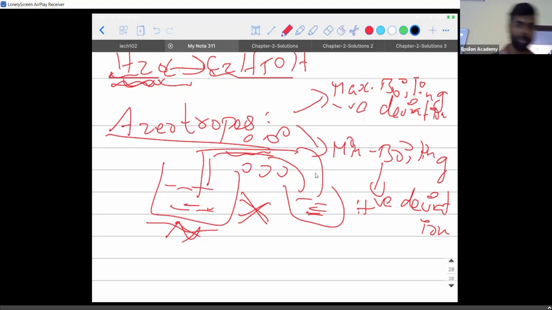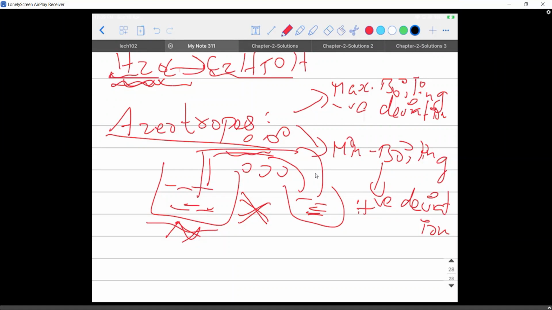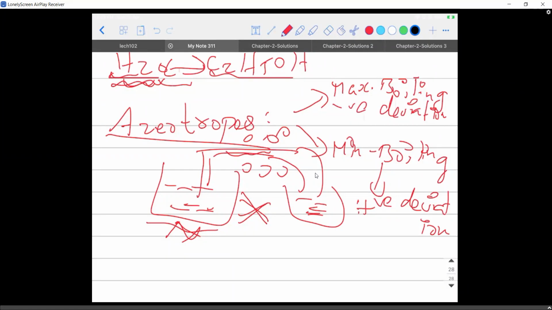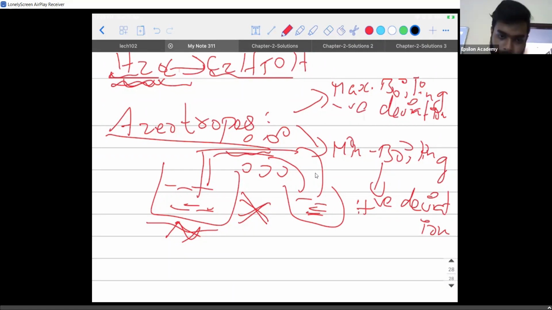Any questions, guys? Any questions here? I have a doubt. Yeah, please tell me. Is it only the boiling point that's affected? Yes, only the boiling point is affected. In azeotropes? Yeah, nothing else. Only the boiling point. That's the specialty of azeotropes. Only the boiling point is affected.